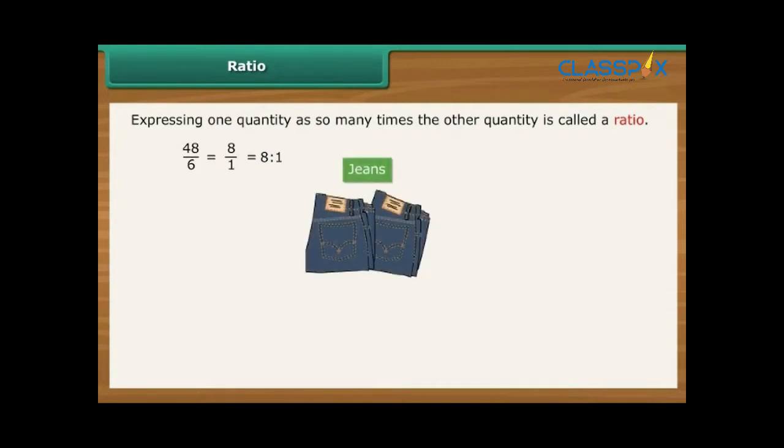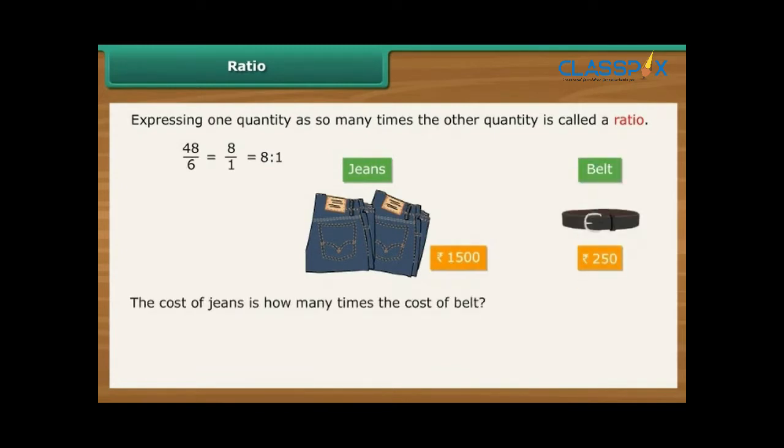Tushar bought a pair of jeans for rupees 1500 and a belt for rupees 250. The cost of jeans is how many times the cost of belt? To calculate the ratio, first divide 1500 by 250. It is the same as 6 divided by 1. Express it as a ratio, that is 6:1. Therefore, we can say that the pair of jeans is 6 times more costly than the belt.